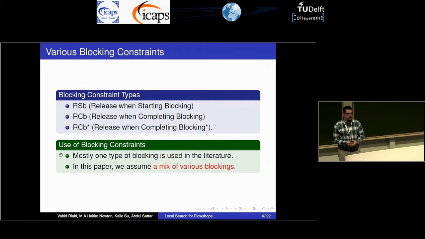Various types of blocking can be found in the literature. All of them are explained in detail in the paper, but for the time being I don't want to explain all of them in detail. You can find it in the paper. We have 3 different blockings: RSB, RCB, and RCB star. Almost in all of the studies in the literature, they consider that there is only one of these blockings between all the machines.